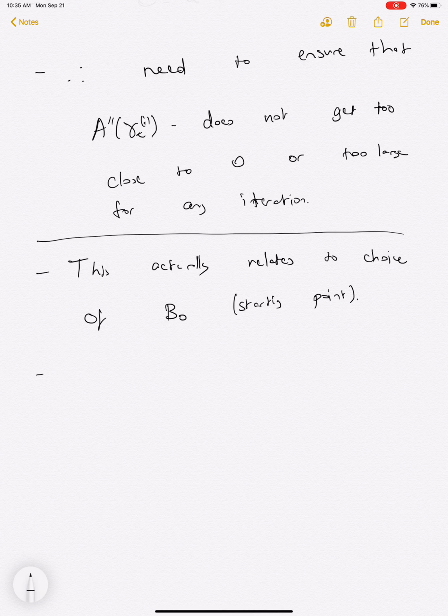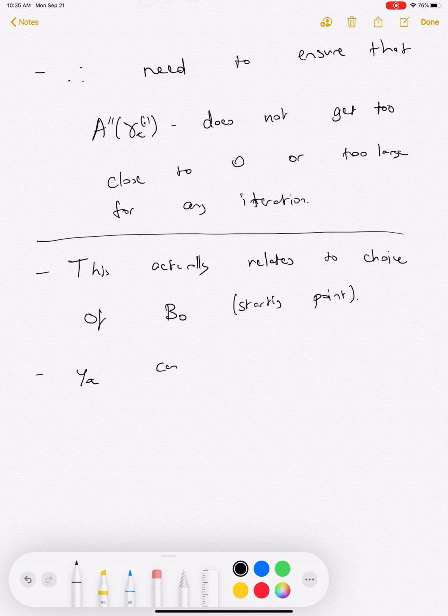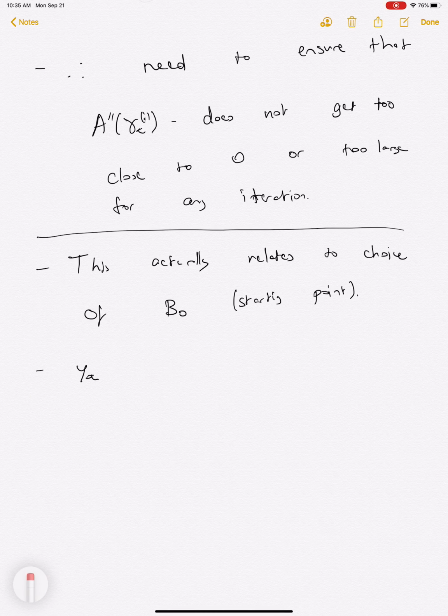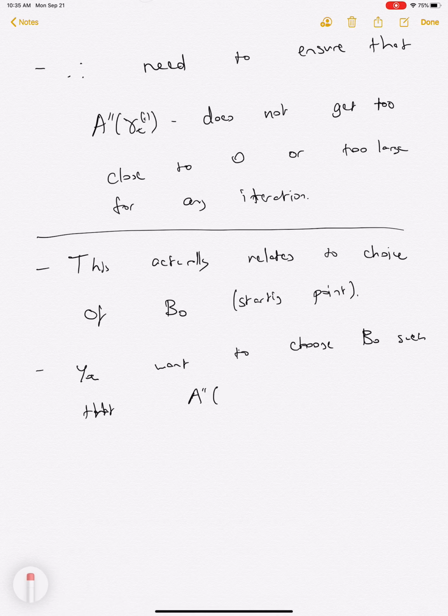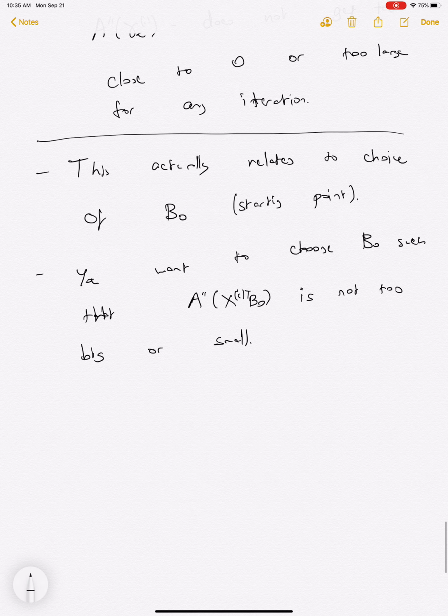So the general idea is that you want to choose B0 such that A prime prime of xi transpose B0 is not too big or too small. So let's take a concrete example.